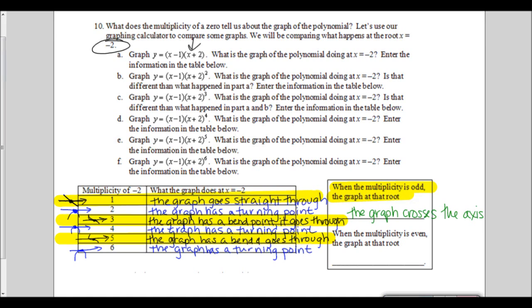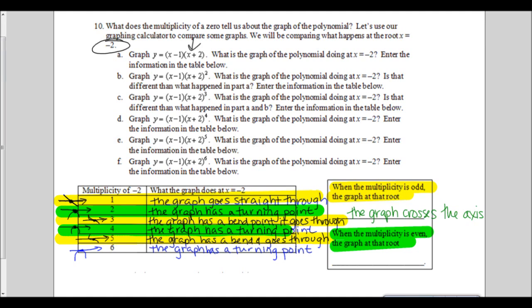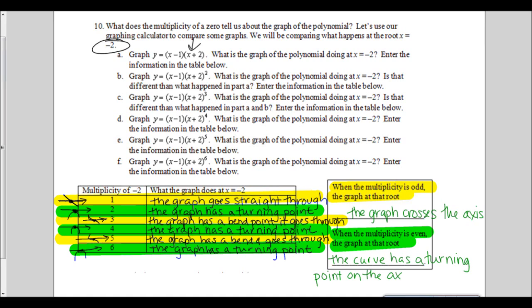The next part of the question said, when the multiplicity is even, what happens? Well, at our even multiplicities, at x equals 2, we made a turning point. At x equals 4, we made a turning point. And at x equals 6, we made a turning point. So when the graph has an even multiplicity, the curve has a turning point on the axis. So it doesn't cross, it turns and then goes through.